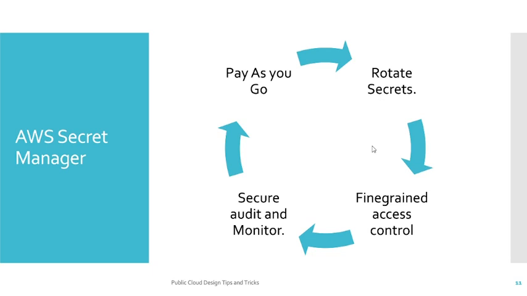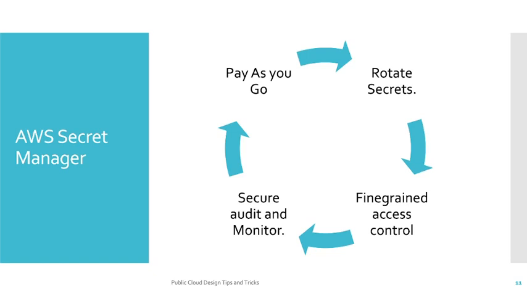Second, fine-grained access control. That means if you have AWS Secrets Manager and you want your secrets to be accessed by a developer group only in the development environment, that type of access control can be organized with AWS Secrets Manager.